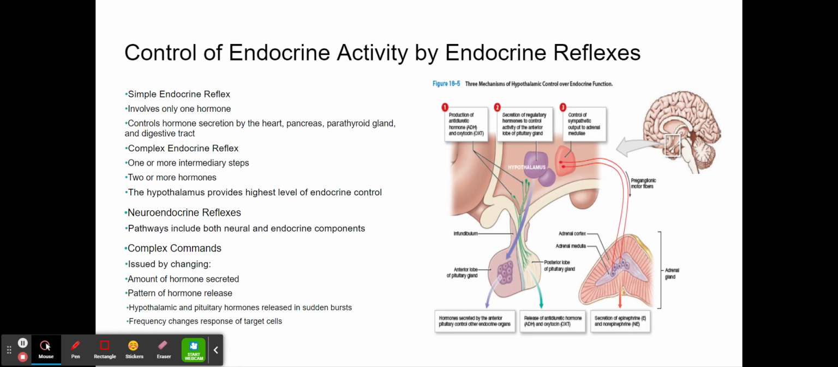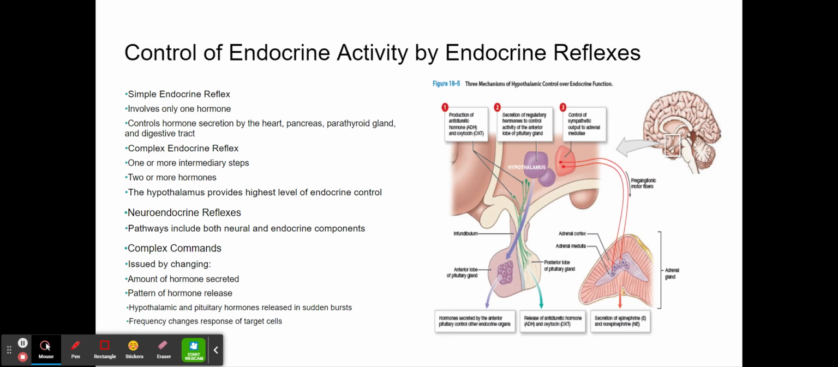In a similar way, the endocrine system sends complex commands by changing the amount of hormones secreted and the pattern of hormones released. In a simple endocrine reflex, hormones are released continuously, but the rate of secretion rises and falls in response to humoral stimuli. For example, when blood glucose levels climb, the pancreas increases its secretion of insulin, a hormone that stimulates glucose uptake and utilization. As insulin levels rise, glucose levels decline, reducing the stimulation of the insulin-secreting cells. As glucose levels return to normal, the rate of insulin secretion returns to resting levels.